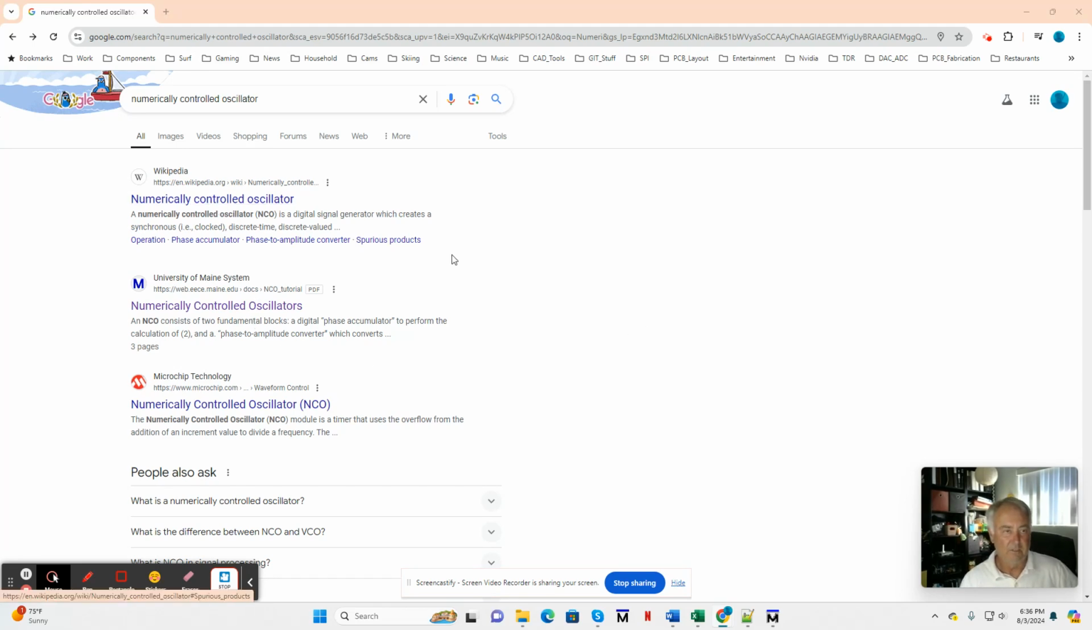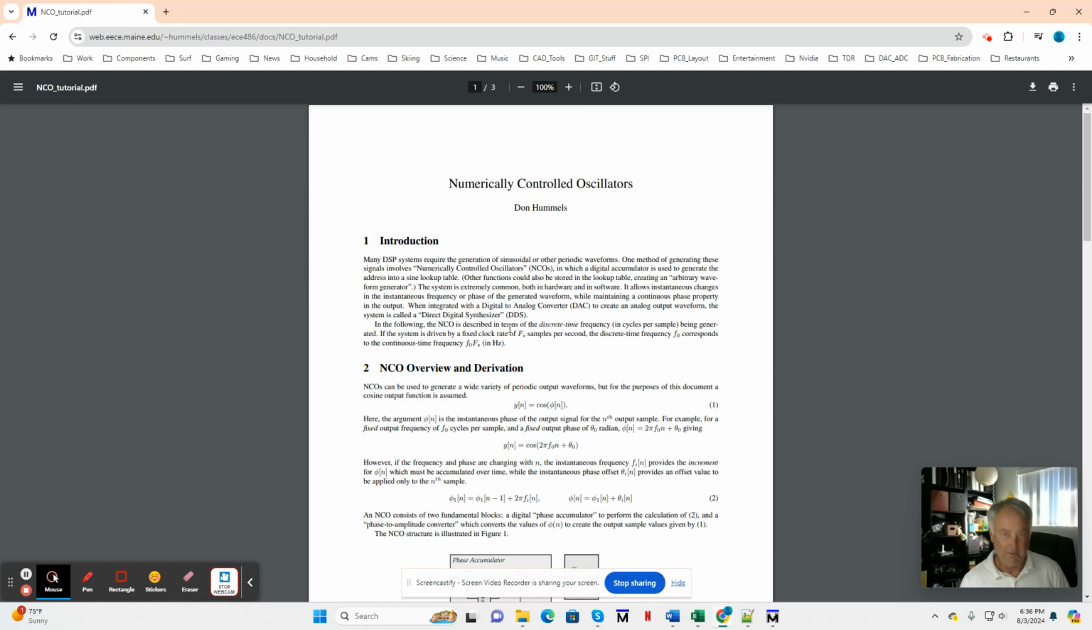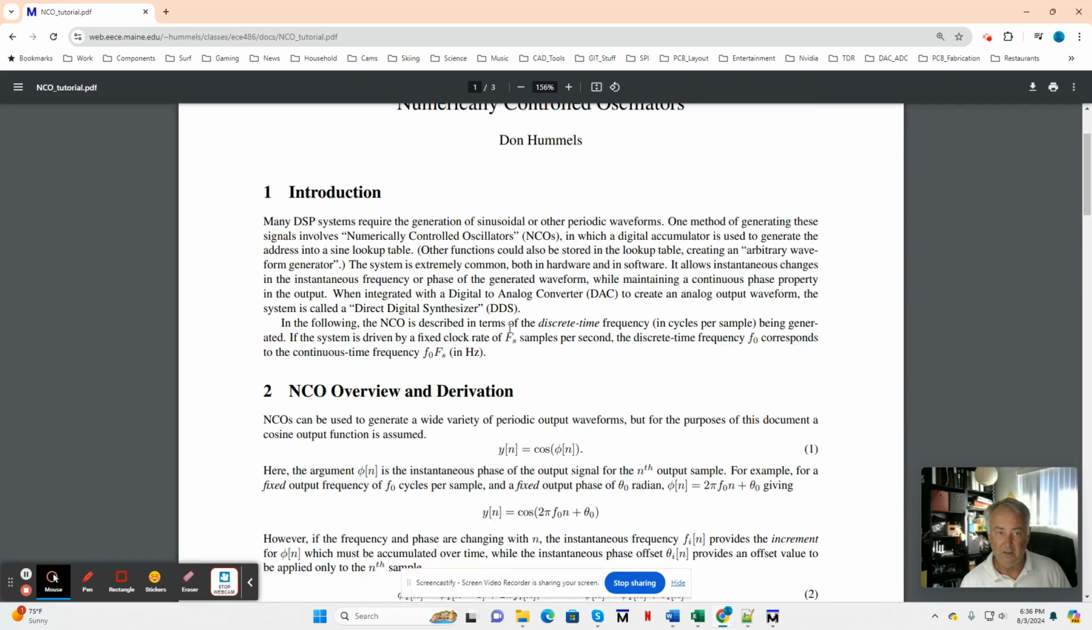If we go online, there's all kinds of information that explains exactly what a numerically controlled oscillator is. I'll jump into this one, for example. Thanks, Don Hummels.